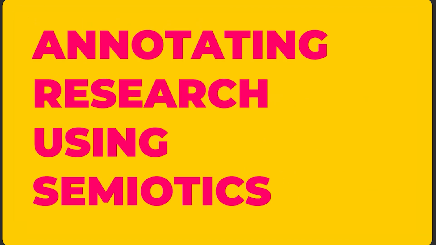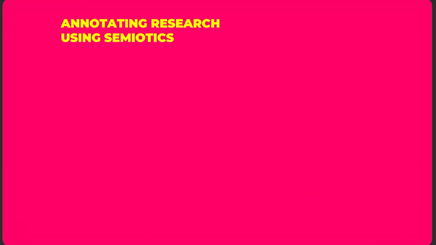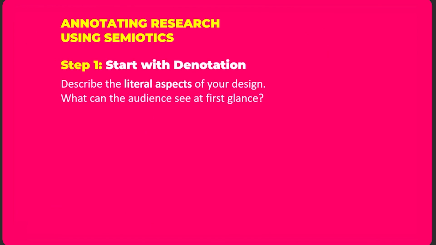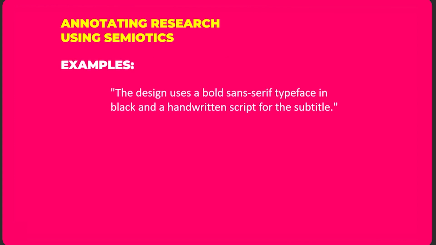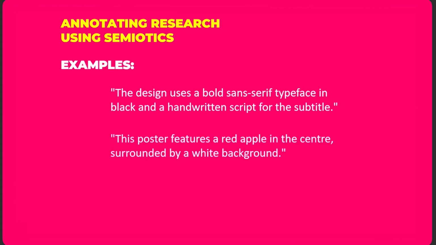So let's have a look at how we annotate research using semiotics. First off, we use denotation. We describe what we see. What are we looking at? The literal aspects. And think about the formal elements, the colors, the shape, the size, the layout, the balance, the line, the composition, all of that. What is the style of typography? Is it serif? Is it sans serif? So for instance, we've got examples. The design uses a bold sans serif typeface in black and handwritten script for the subtitle. Or this poster features a red apple in the center surrounded by a white background.